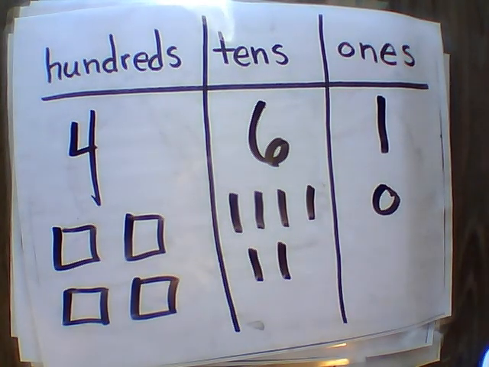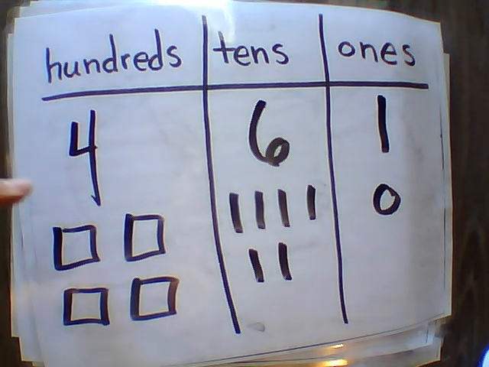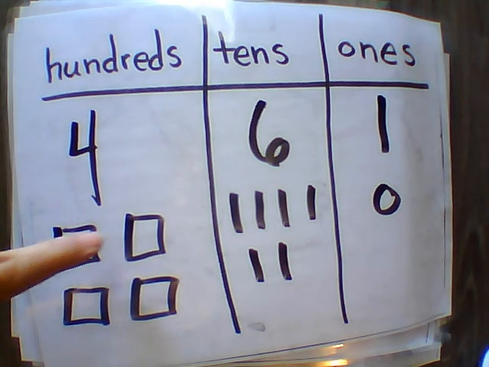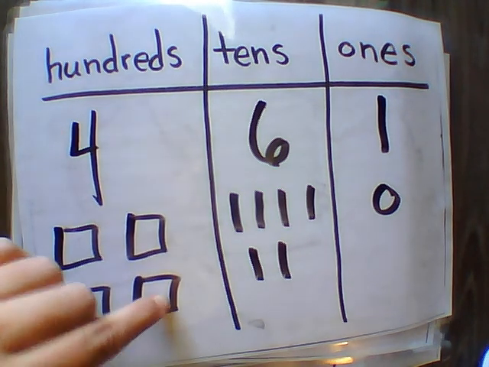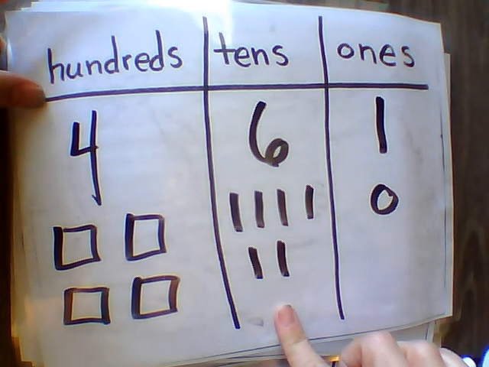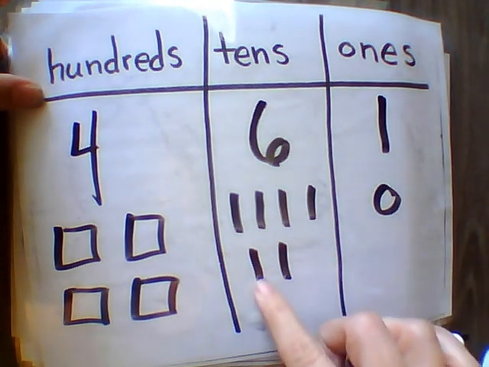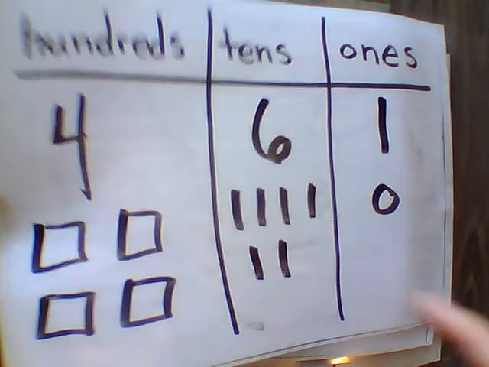Now we're going to move to our expanded form. Remember, for the hundred spot, we're not just writing a 4, we're counting by hundreds. So 100, 200, 300, 400. And the same thing with our tens. It's not just 6, it's 6 tens, so we have to count by tens. 10, 20, 30, 40, 50, 60. So using the number 461, write the expanded form. Go.